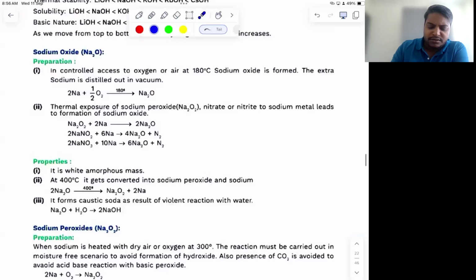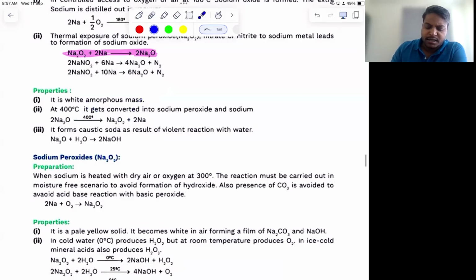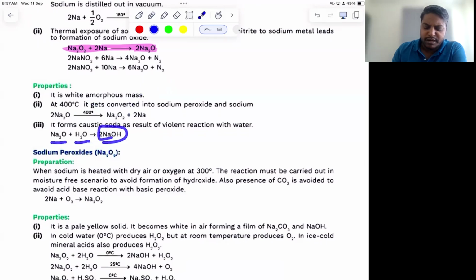Now checking out Na2O preparation: when you react sodium with O2 at around 180 degrees, you will get Na2O. Thermal exposure of peroxide with more Na will also give this important reaction, guys. Remember this reaction: Na2O2 plus 2Na gives 2Na2O. NaNO2 plus excess sodium will also give Na2O, same logic. It is a white amorphous mass. On strongly heating, it will convert into peroxide, as peroxide is more stable than the simple oxide. And on adding to water, it will convert into NaOH.